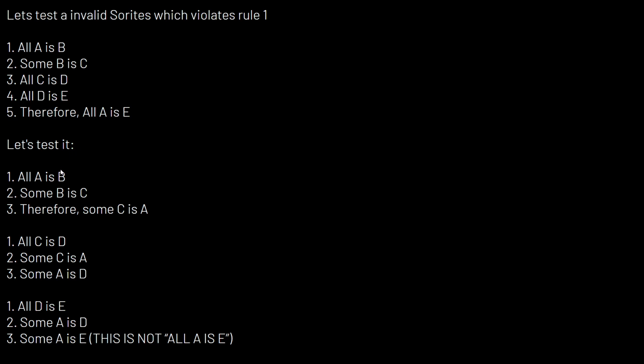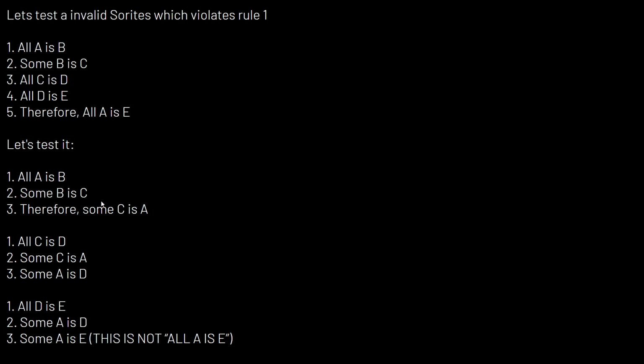But if we break it down, let's start with all A is B, some B is C, therefore we can only conclude that some C is A. But if all C is D and some C is A, therefore we can conclude that some A is D. But if all D is E and some A is D, some A is E. This is not the conclusion we got from the sorites, or it cannot be validly broken down into the desired conclusion.